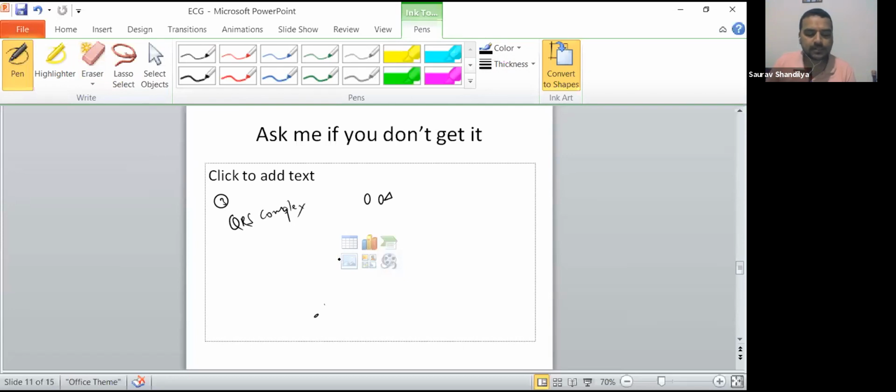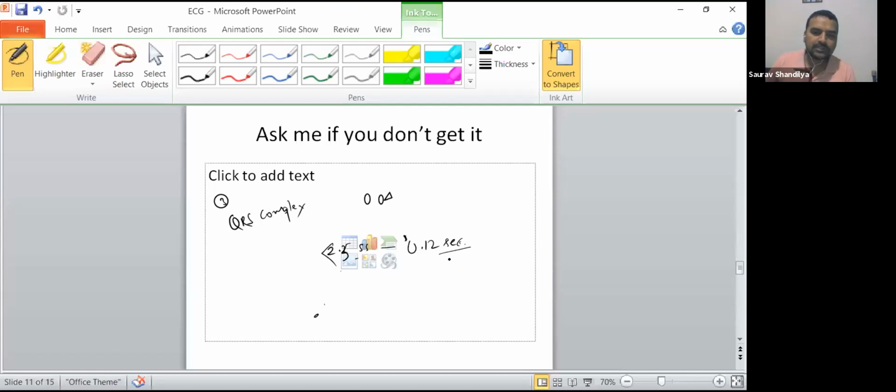What should be the QRS complex? It should be 2.5 small squares, that is 0.12 second. 2.5 to 3 small squares, and it should be less than that. So QRS complex is 0.12 second.